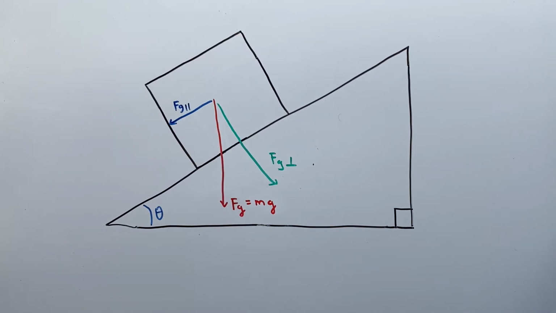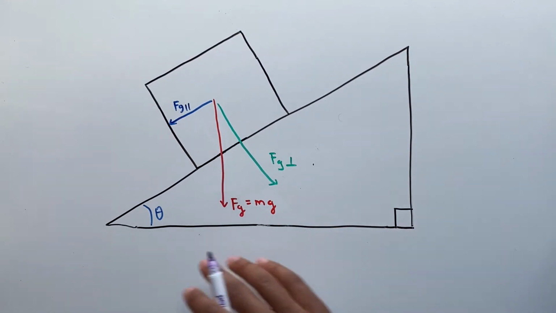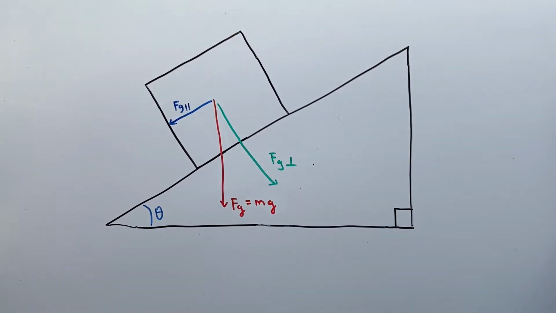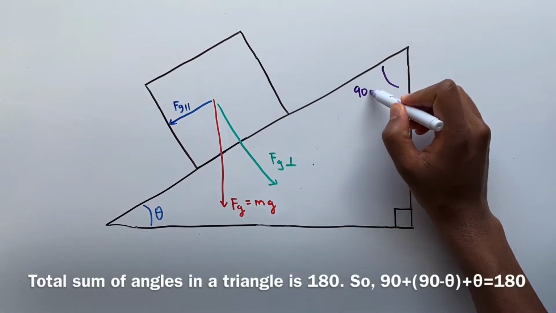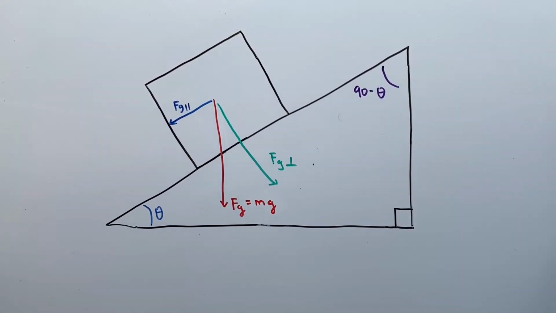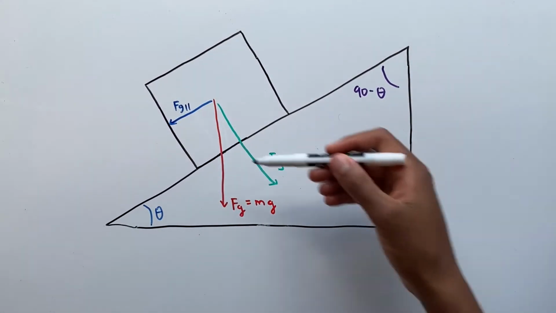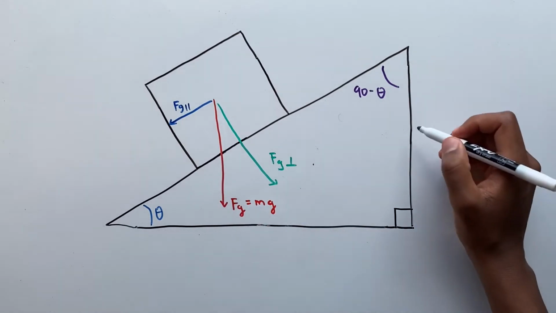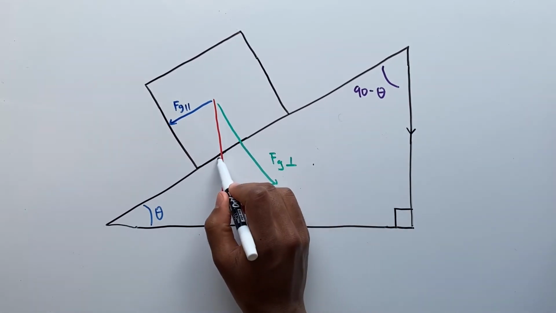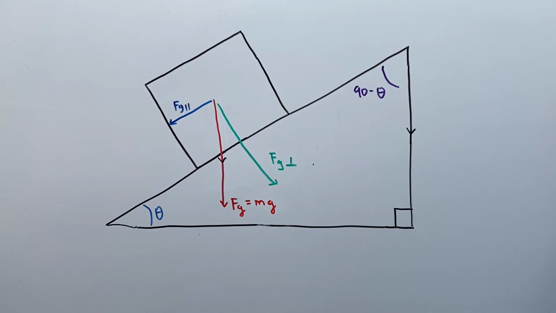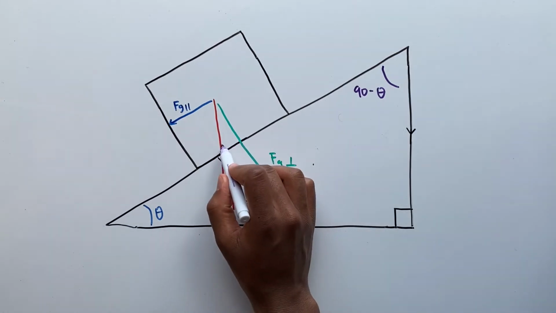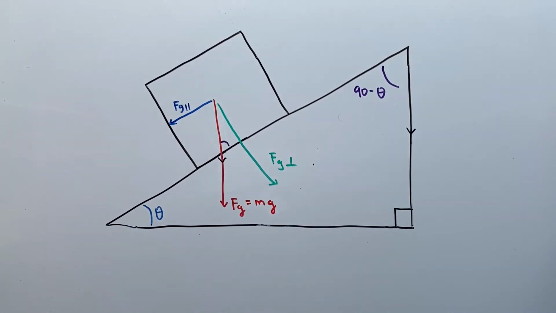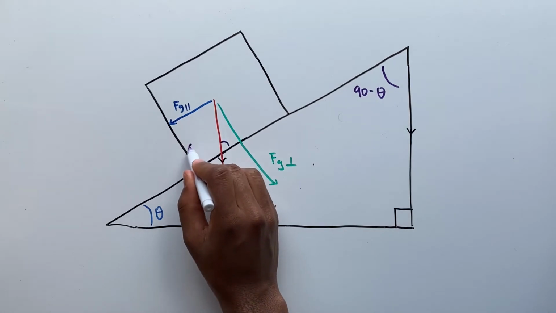Well, remembering from geometry, if we have a right angle, then these two other angles must equal 90 degrees. So we can say that this angle over here is 90 minus theta. And we also notice that this line and this line over here are parallel to each other. So we can use the alternate interior angle theorem to say that this angle is equivalent to this angle over here, which again is 90 minus theta.